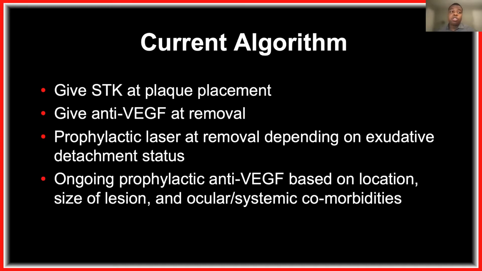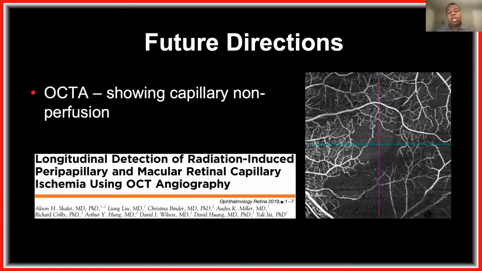So what about future directions for radiation retinopathy? The use of OCT angiography can be potentially helpful for us to understand the role that radiation plays in vascular damage and how that affects vision in the long run. It'll also be interesting to see if there's any correlation between intravitreal injections of anti-VEGF and steroids, and if that does anything to remodel the vasculature or reduce the risk of development of radiation retinopathy.